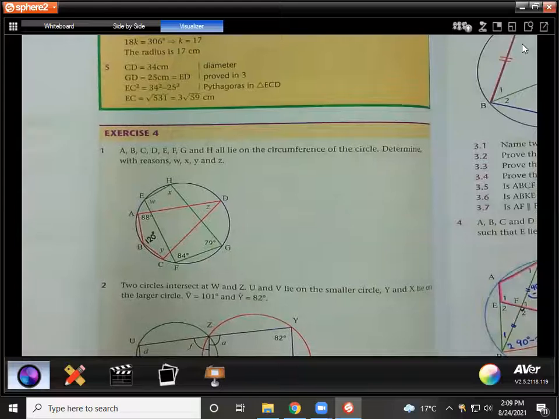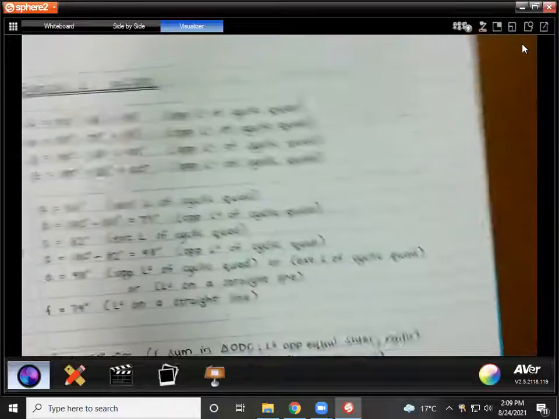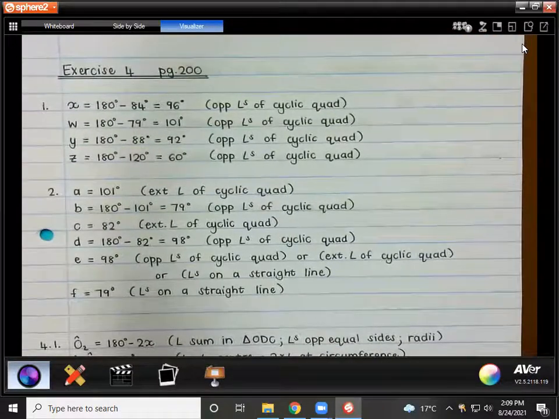But for all of the others, you could do it, all right? For every single one, it was just opposite angles of a cyclic quad every time. So just saying 180 minus the angle that was opposite to it, and then you would get that answer. But guys, you don't have to show the 180 minus part. You can just write the actual value and then your reason.